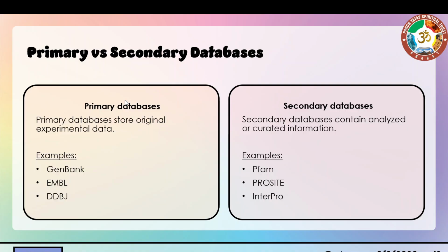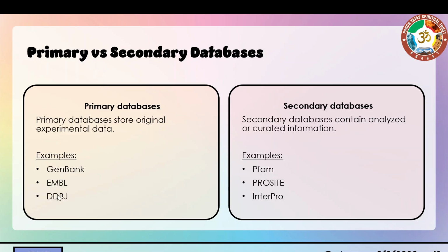So firstly, we will talk about the primary databases. Primary databases store the original experimental data. So what is this original experimental data? Suppose a scientist sequences a gene and uploads it directly. That becomes the primary data. If a scientist is sequencing a gene and uploads that experimental data directly in the database, that database is called a primary database.